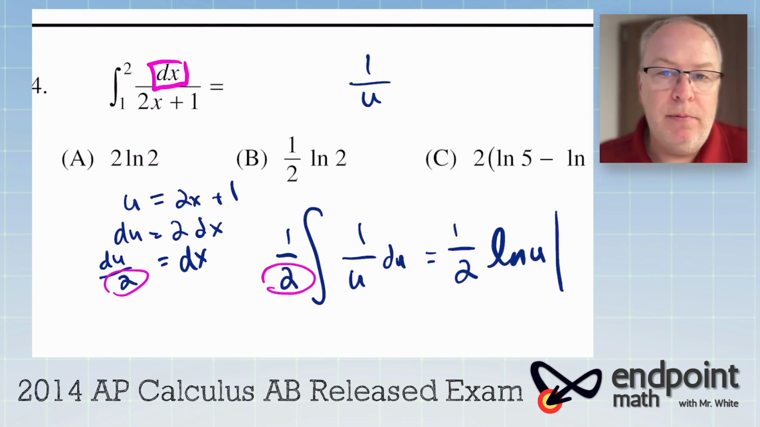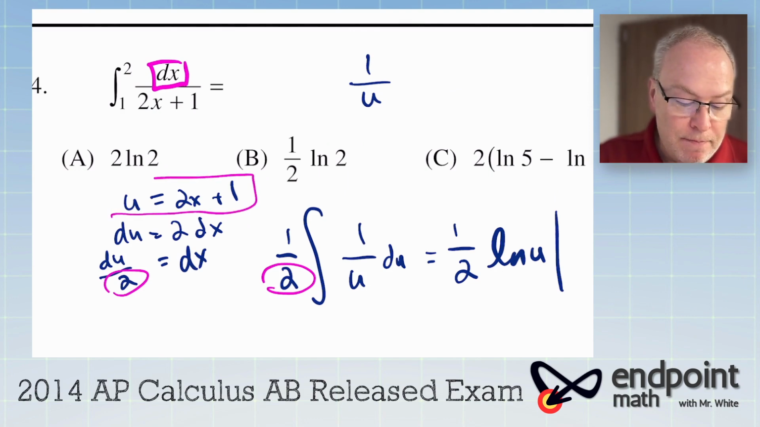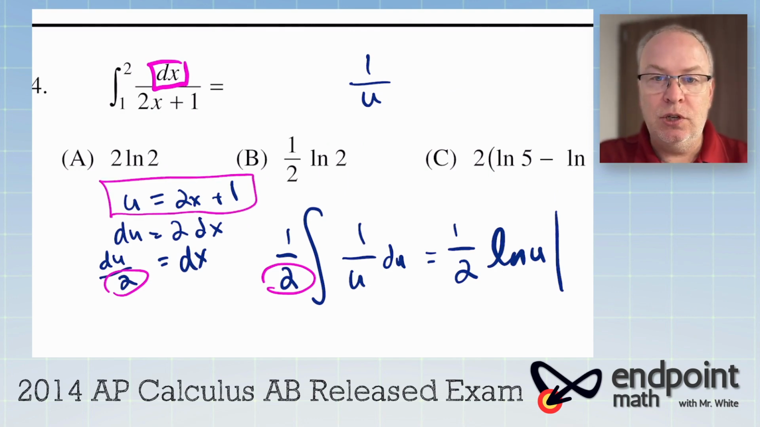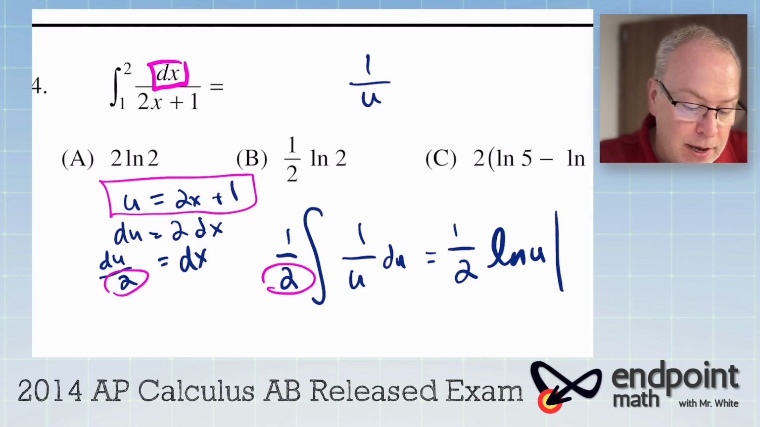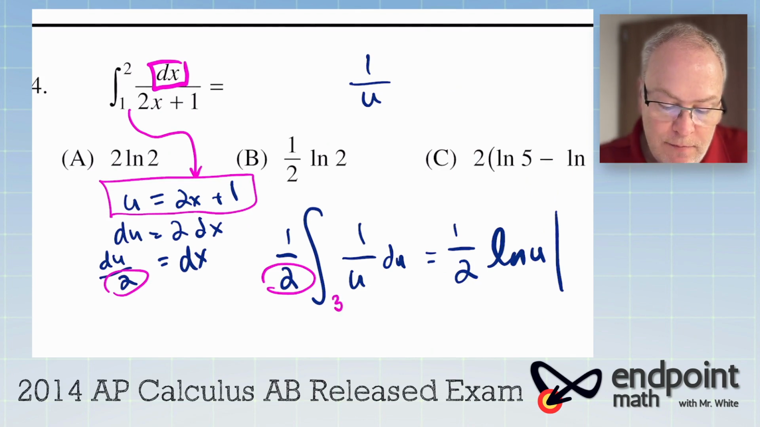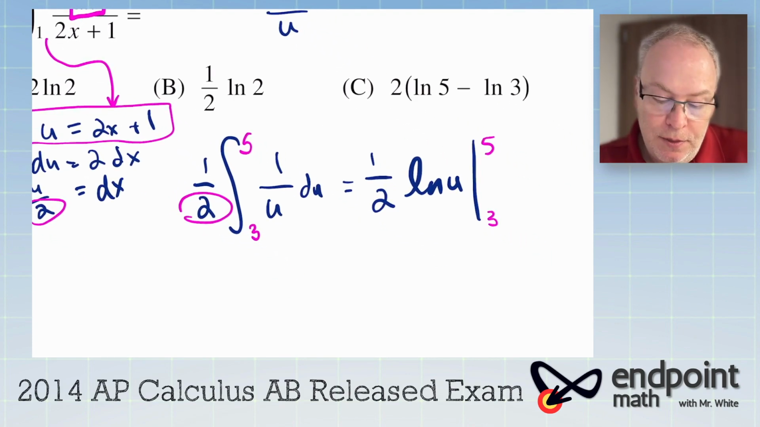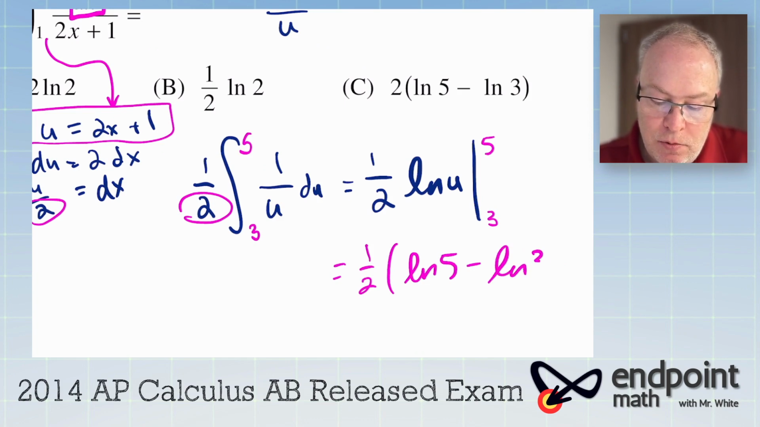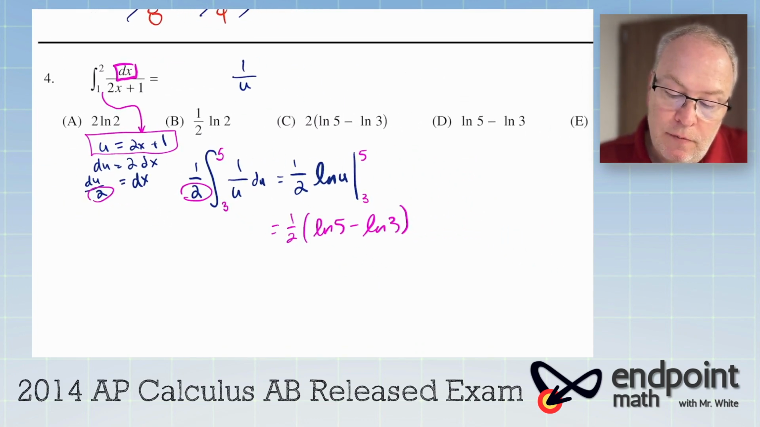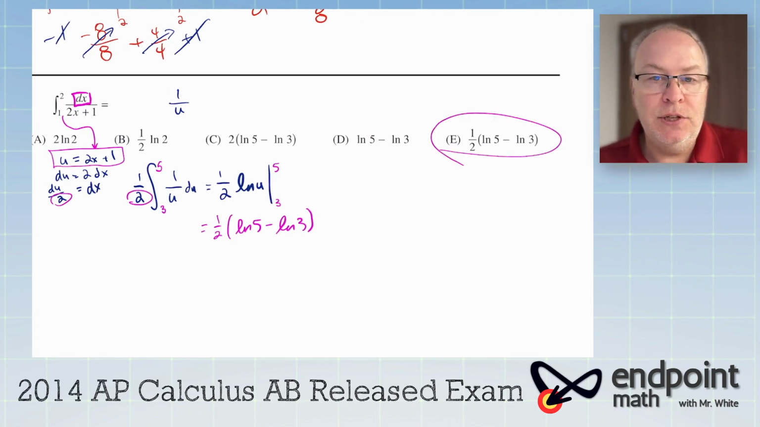Now, you're probably wondering, wait, Mr. White, are you going to change the bounds? Yes, I am. Here's our machine that converts from x's to u's. So I have to plug the 1 in there and the 2. If I plug 1 in, I get 3. If I plug 2 in, I get 5. So evaluated from 3 to 5 is how you say that. This would be 1/2 times the quantity ln 5 minus ln 3. And if I zoom out here, that is option E. That is option E. It was there.